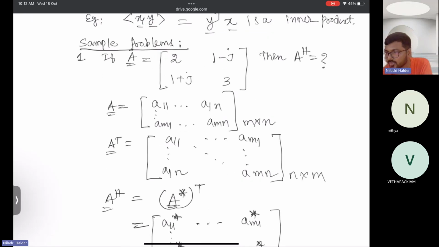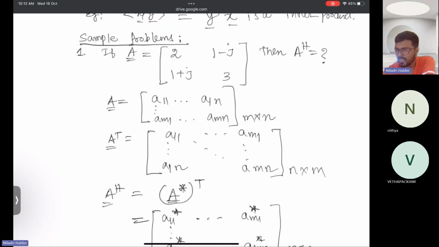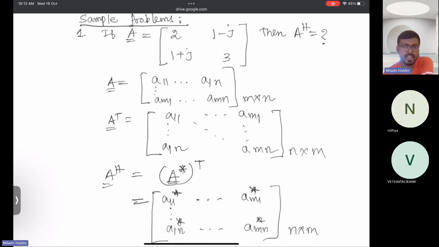This is okay. So the sample problems are, so there was a matrix. We need to find out the Hermitian of a matrix. Hermitian of a matrix means conjugate transpose. So we need to find out the transpose. Then we will take the conjugate of every element. So that is done here.